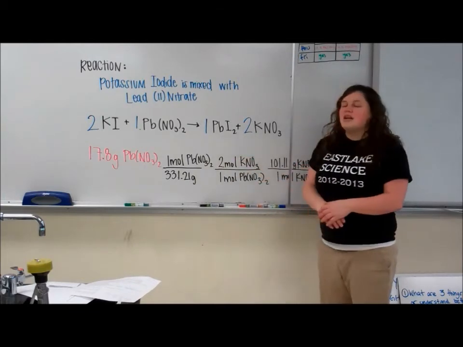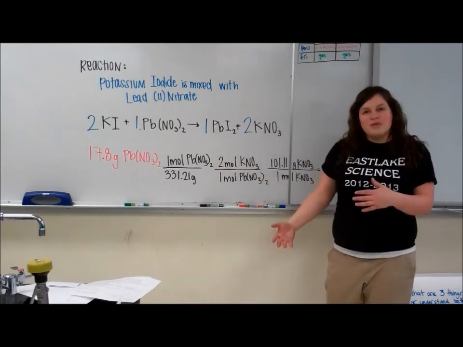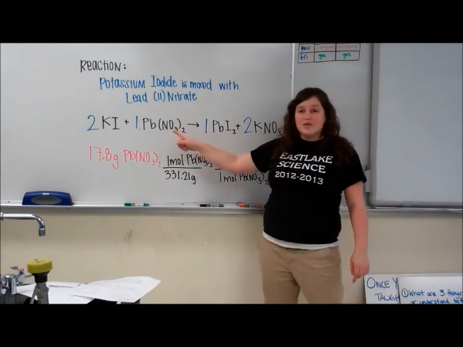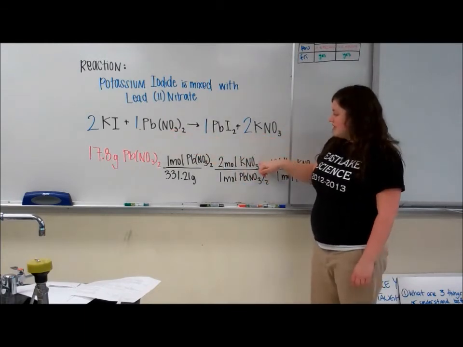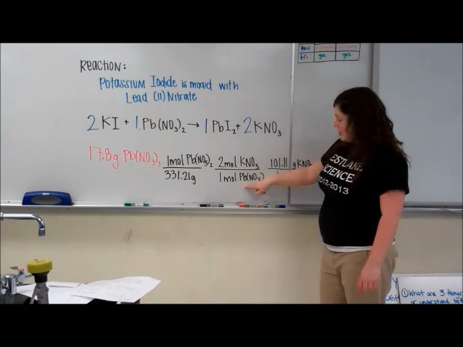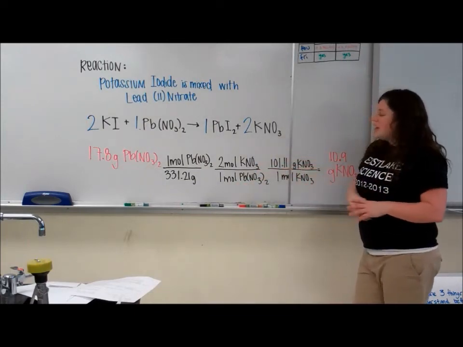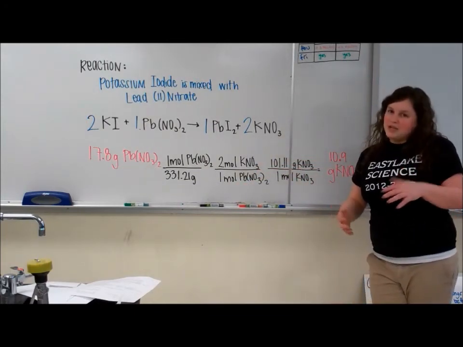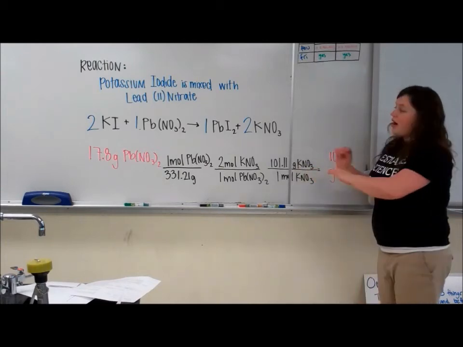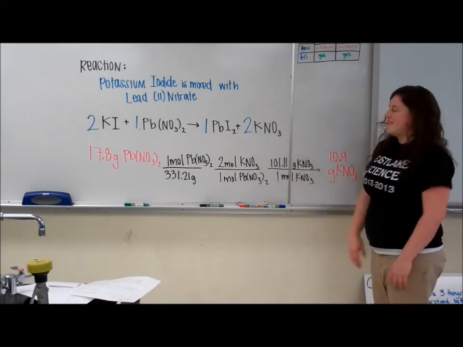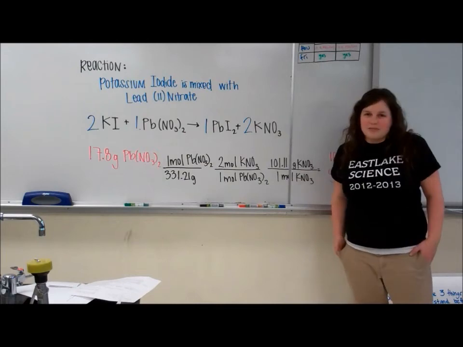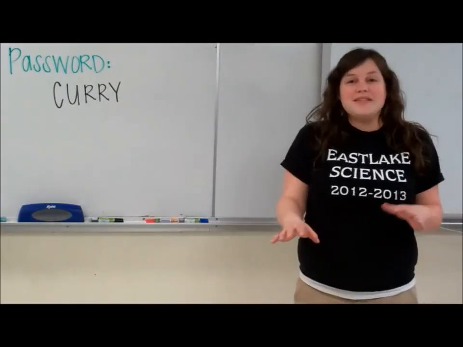So 2 moles of potassium nitrate for every 1 mole of lead nitrate, which comes from our balanced equation. And then we take our molar mass of potassium nitrate, multiply by that, all of our units cancel, and we end up with 10.9 grams of potassium nitrate. So that's the basics of stoichiometry.